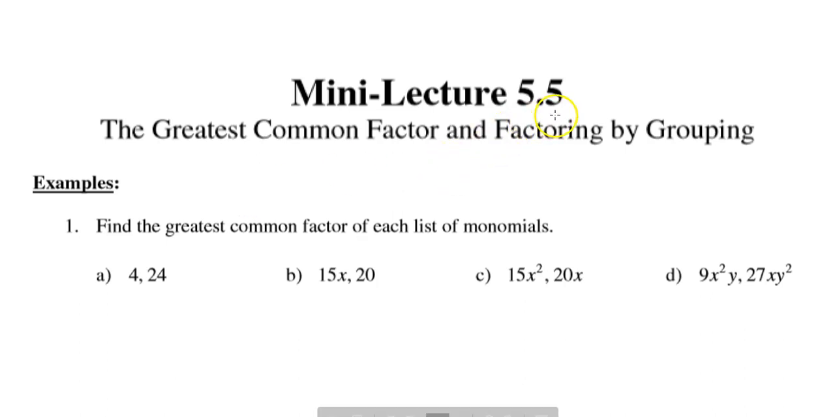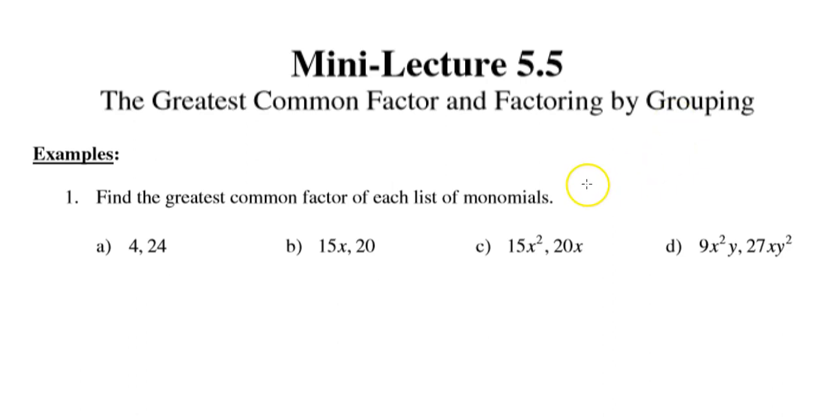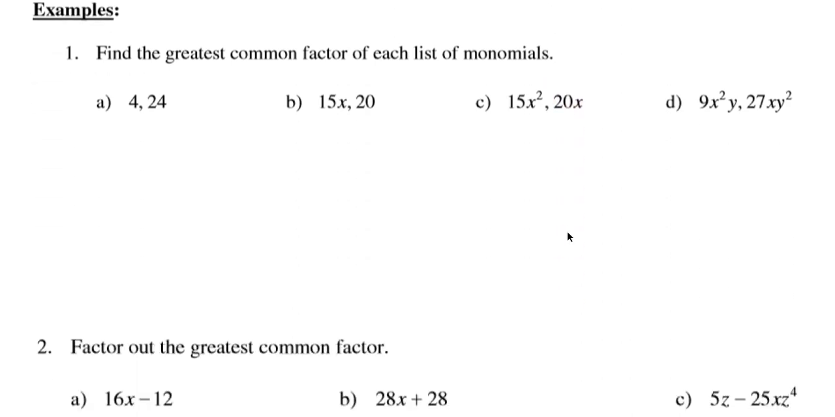In Section 5 of Chapter 5, we're going over the greatest common factor and factoring by grouping. We're looking again for strategies, and hopefully you did well on your quiz and lesson. So let's start with 1A here.